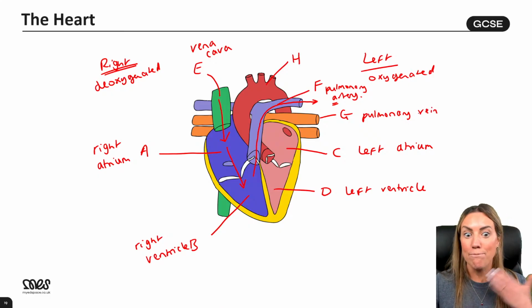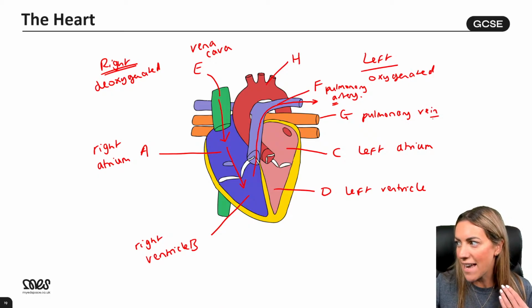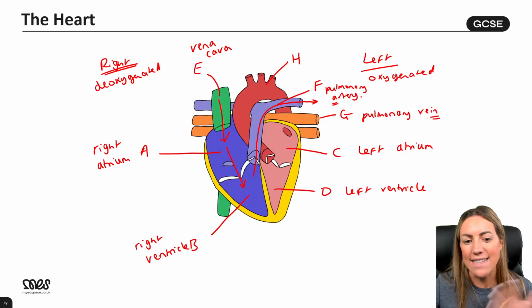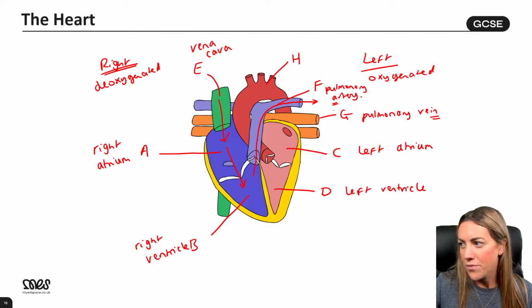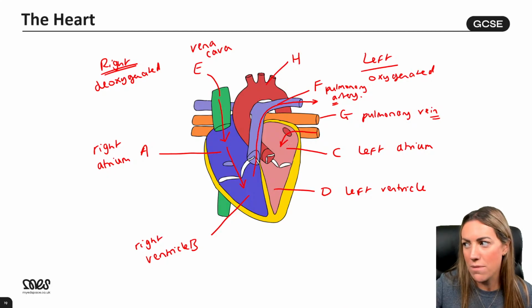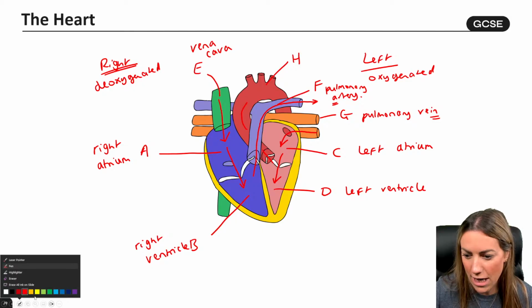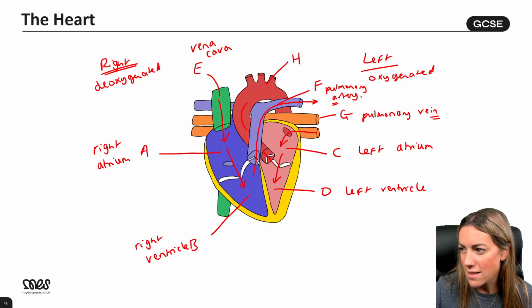Pulmonary because it's coming back from the lungs, and veins always go into the heart. So the blood is going to come in to the left atrium via the pulmonary vein, then into the left ventricle, and then out of the left ventricle. I'll just change my pen colour so you can see it.